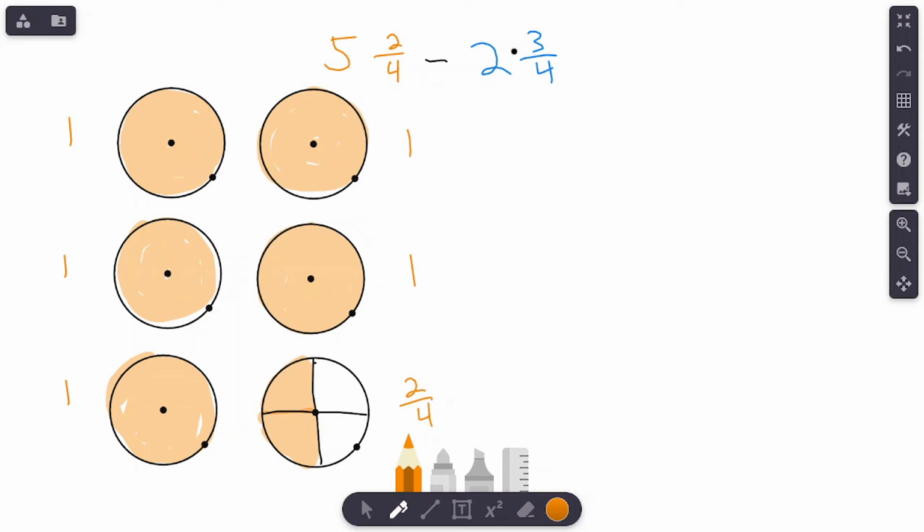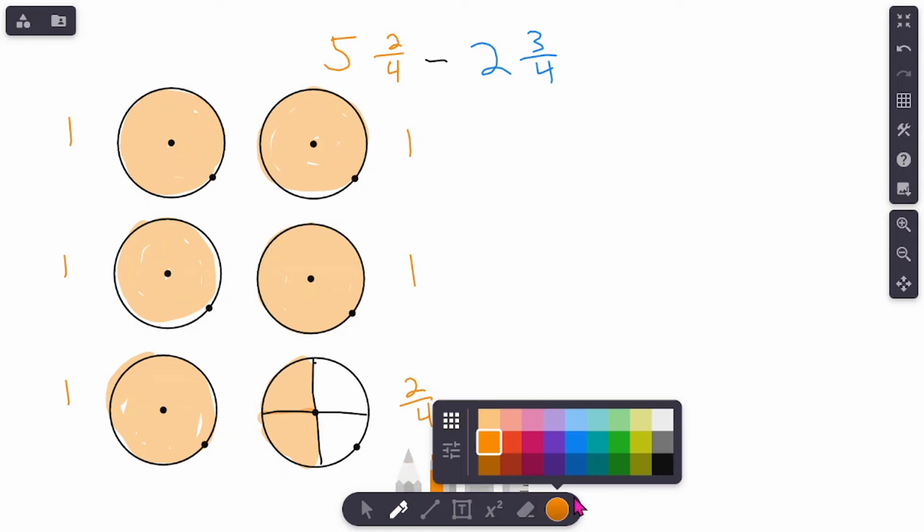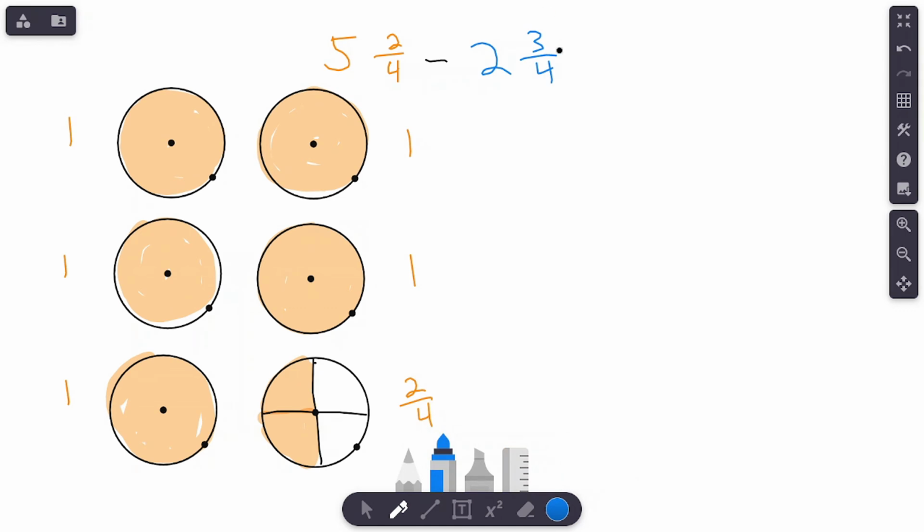Now let's subtract 2 and 3/4. Again, we're going to subtract the fractions first, just like we would if we were using our other strategy. Let's subtract 3/4. Here's 1/4. Here's 2/4. Okay, I don't see another 4th that's shaded in orange. So what does that mean?